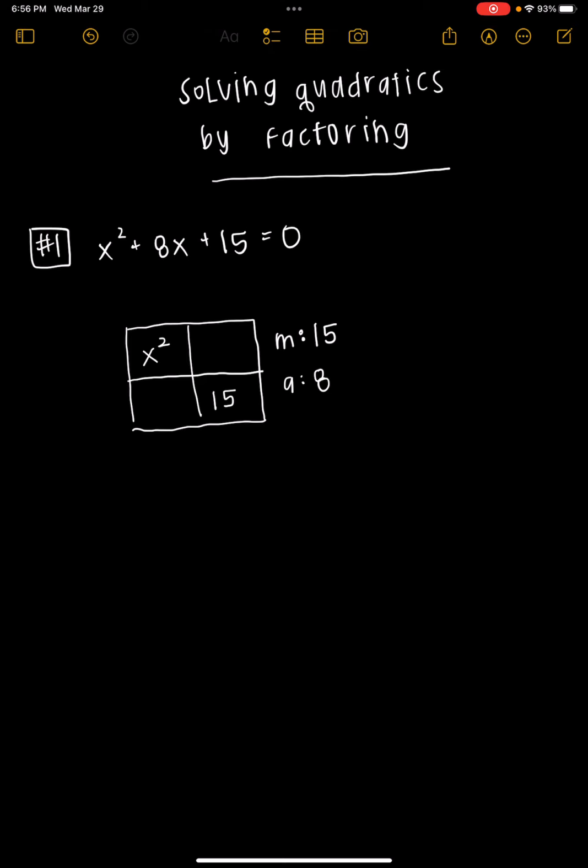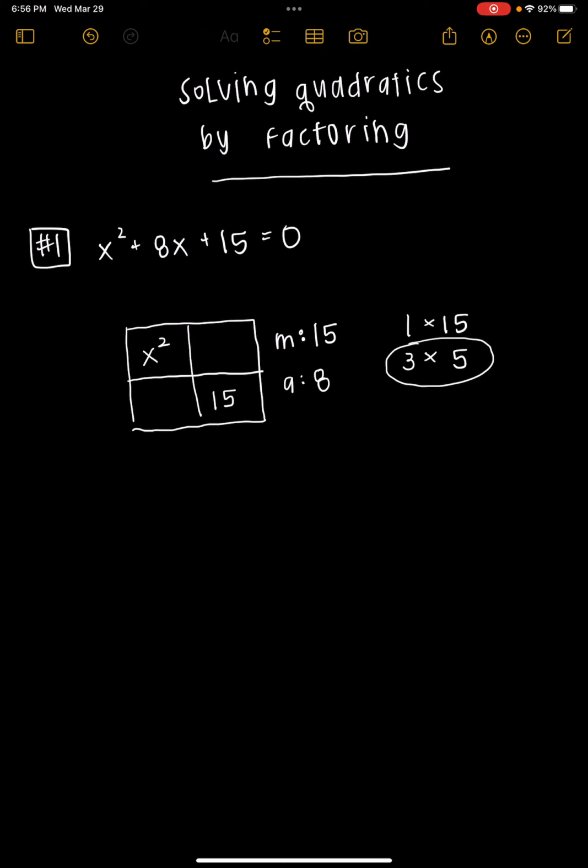So for 15, I could say 1 times 15 is 15. I can say 3 times 5 is 15. And let's see, that's it. Those are my only 2 sets of factors. Now we have to decide which of those factors will add to 8. I hope it's pretty obvious, but the 3 and the 5 are the ones that add to 8. We know that 3 times 5 is 15, but we also know that 3 plus 5 is 8. So the 3 and the 5 are kind of our answers.